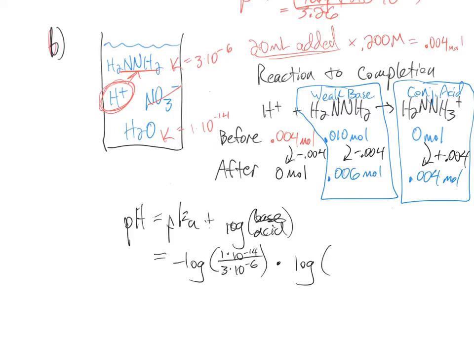And then for the rest of the equation, we'll take our numbers of moles of base and acid. Don't worry that the number of moles is different from the molarity, you can still just plug in those numbers and solve. So we'll take the base number 0.006 divided by the acid number 0.004. And when we crunch those numbers, we arrive at 8.65 for the pH. That setup that we showed in part B is going to be repeated throughout the rest of this problem.